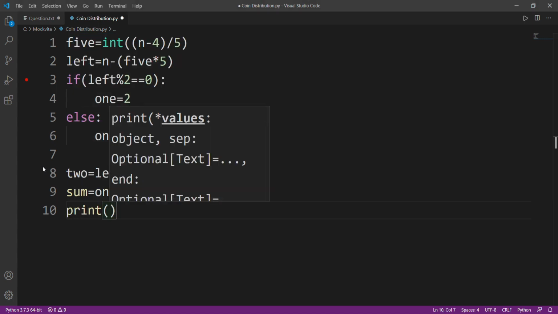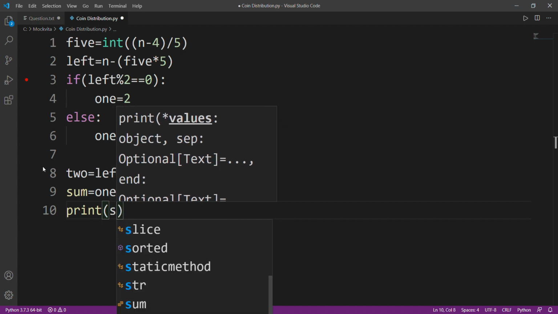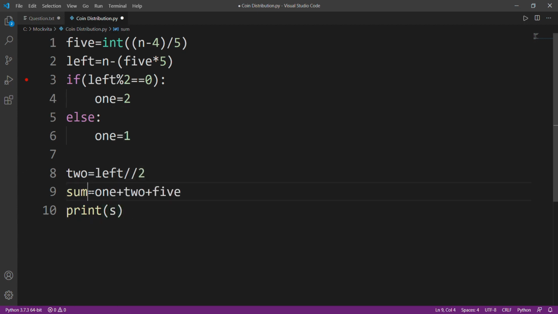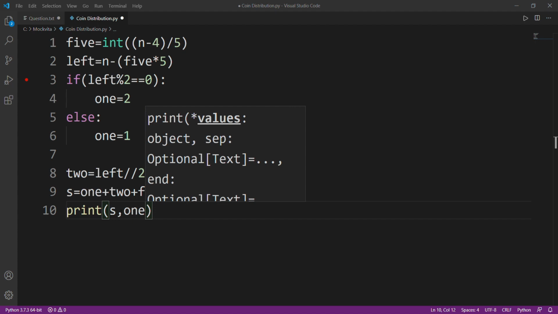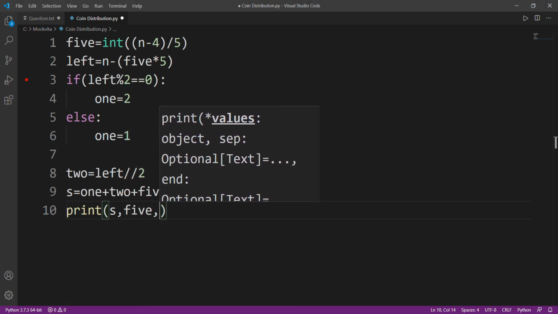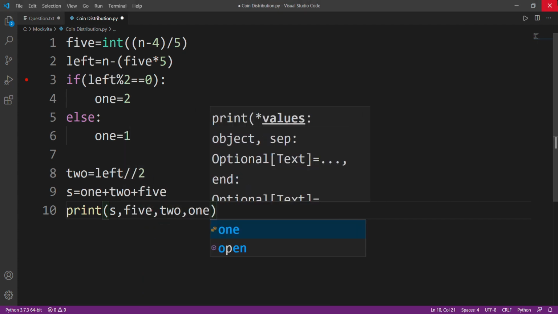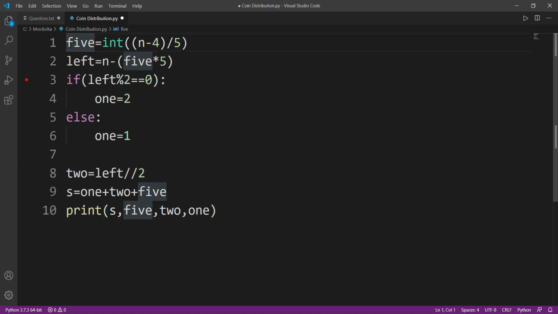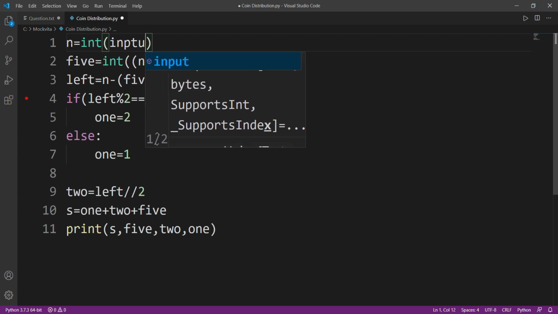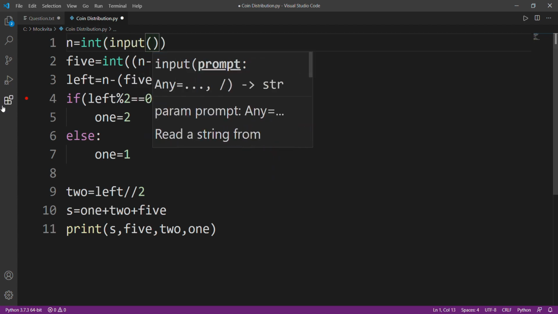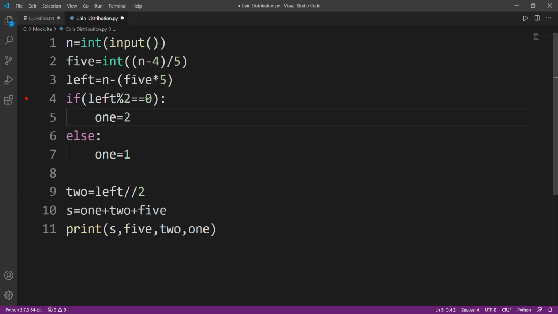This question was really simple, but the only thing we had to do was find a pattern. Sorry, s is already a keyword here in Python. So we just print s, and after that we have to first print 5, then 2, and then 1. By the way, I forgot the most important thing, which was to take an input. Okay, anything left? Let's try to execute this.